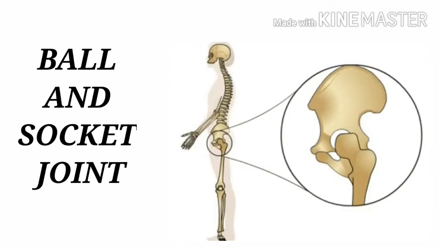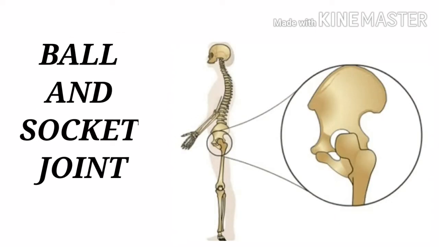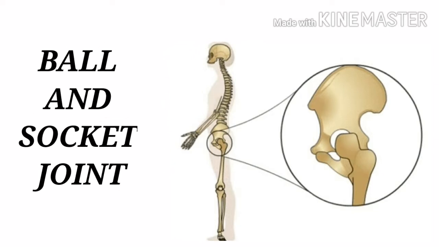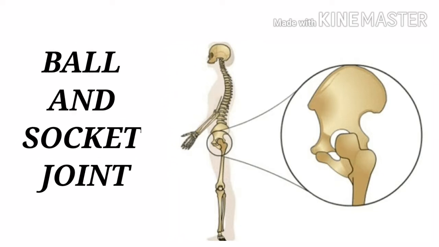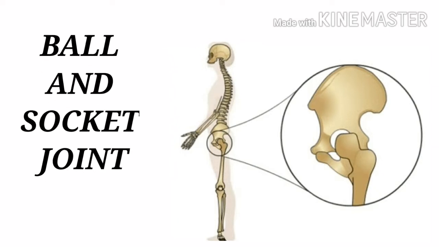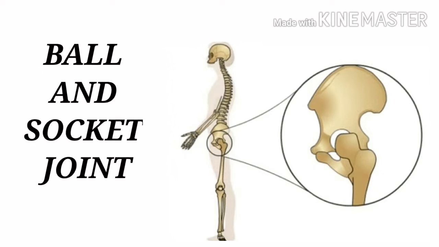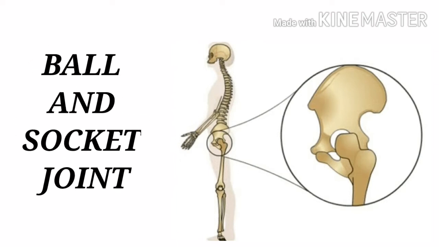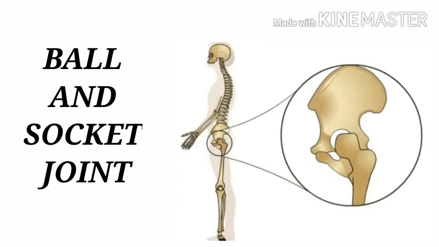Ball and socket joint. This type of joint has a ball-like bone that fits into another socket-shaped bone. This type of joint allows movement in almost all directions. For example, the shoulder joint and hip joint.